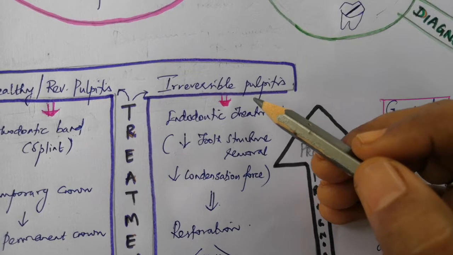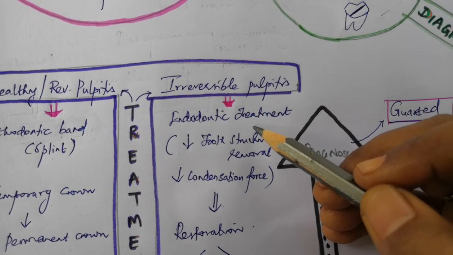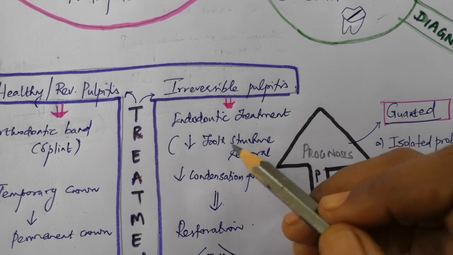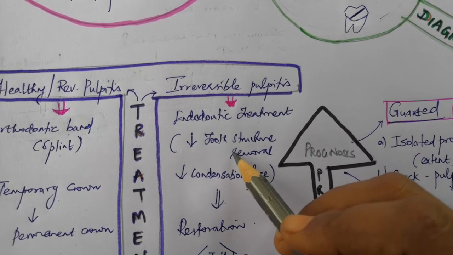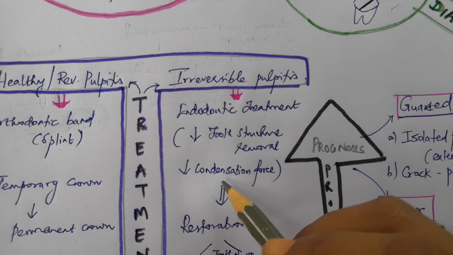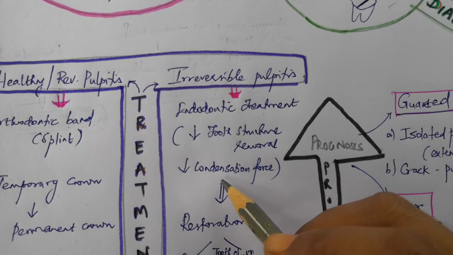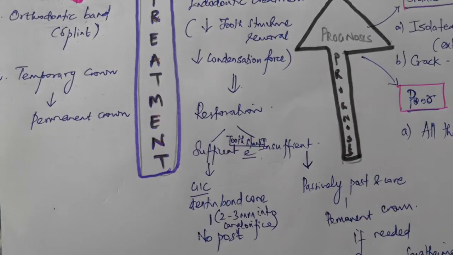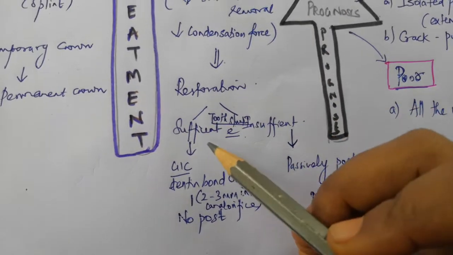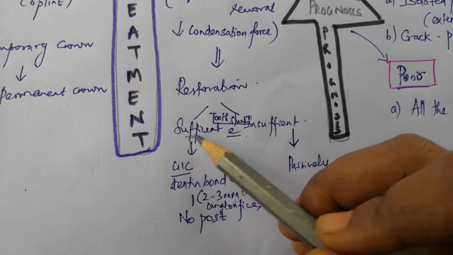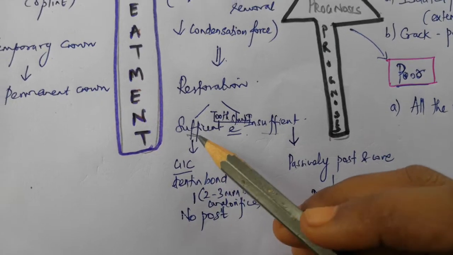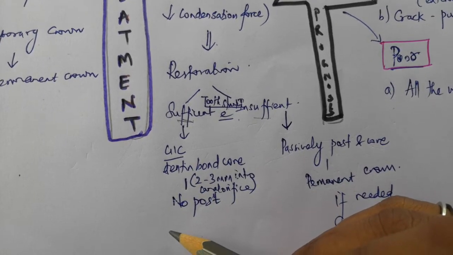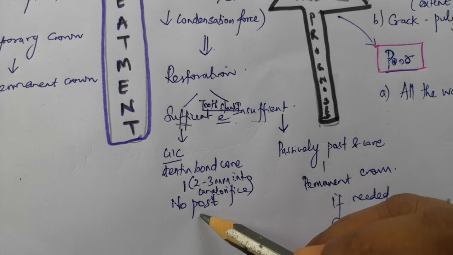If it is an irreversible pulpitis, obviously you are going to do an endodontic procedure. While doing the endodontic procedure, we do not remove more tooth structure in cracked tooth syndrome cases, and you also use less condensation force when you are obturating. After the endodontic procedure, the restoration will be based on whether the tooth structure is sufficient or insufficient. If there is sufficient tooth structure, then you can go ahead and do a GIC or dentin bonded core, but no post is needed.